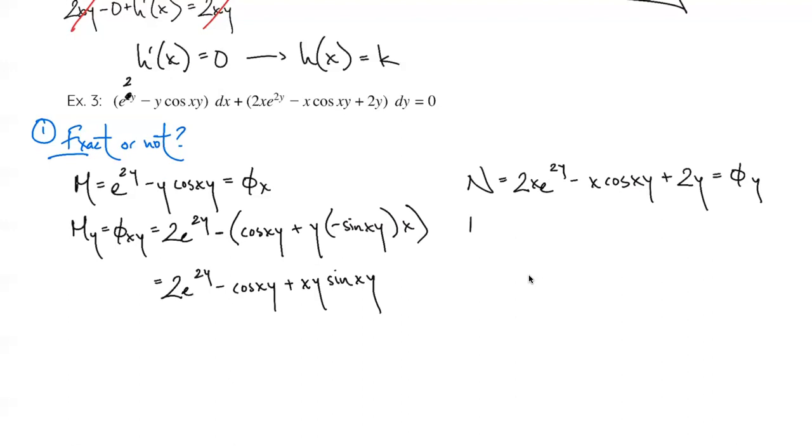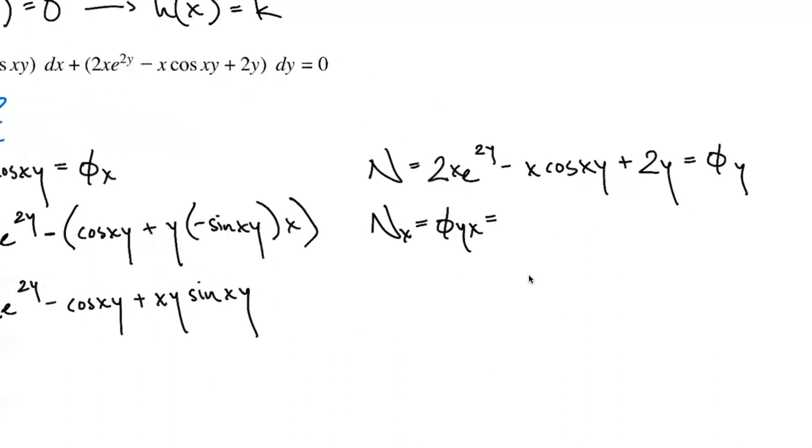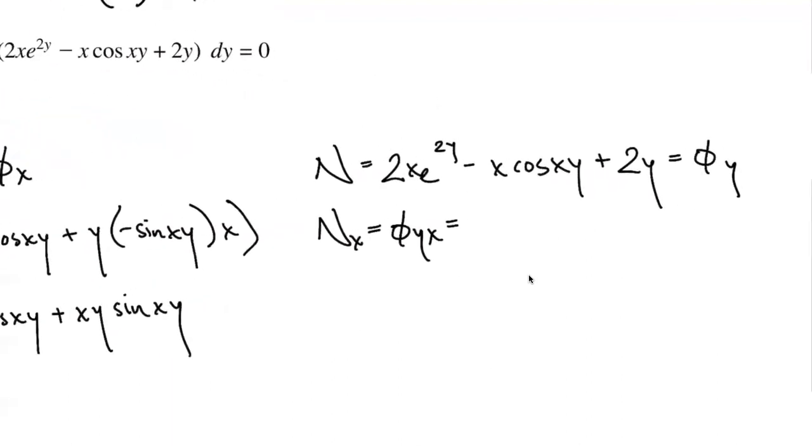So N sub x is going to be our phi yx. And let's zoom in over here and be very careful. Make sure Judy didn't make any typos. And we're going to take a derivative with respect to x. So we get 2e to the 2y. Those are all the constants. X is the only variable. For the second term, I'm going to need product rule again. But for the last term, that will go to 0.